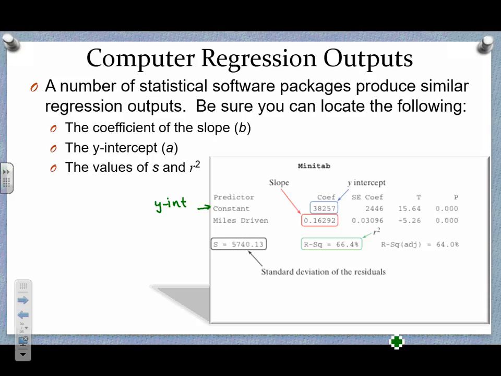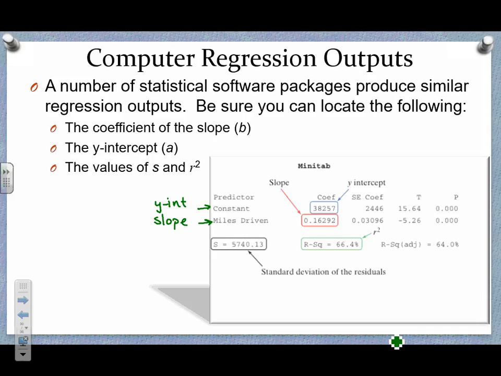Then underneath that, they're always going to give you the actual name of one of the variables, and that's going to be the x variable, which means this is going to be our slope. So everything in this top row pertaining to constant is talking about the y-intercept. Everything in the second row, talking about miles driven in this particular instance, is talking about the slope. In the next column, they're telling you the coefficient, that COEF is standing for coefficient. So this value, this 38,257, that's the actual value of our y-intercept. 0.16292, that's the actual value of our slope.